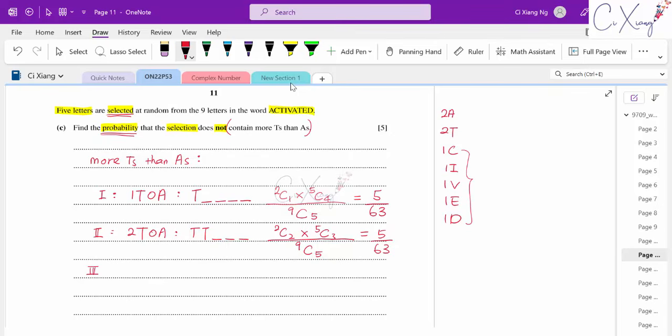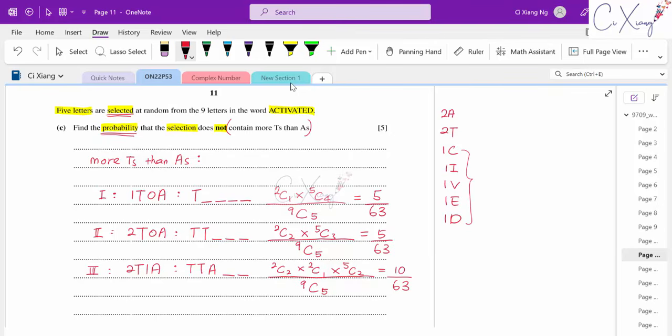Then let's consider again, is there any other possible case? Another case is maybe 2T with 1A. This also belongs to more T than A. So 2T with 1A will look something like TTA and then other letters. For 2T and 1A, the selection will be 2C2, the 2T I want to select all. For the A, from 2A I want to select only 1. And then the remaining letters, there are 5 letters, I want to select only 2. Then divide by the grand total without restriction, 9 letters, choose 5 of them. Therefore, I have 10 over 63.